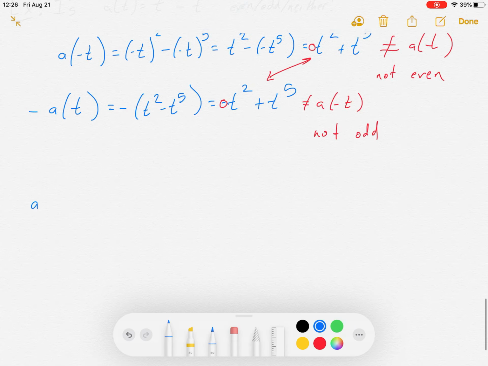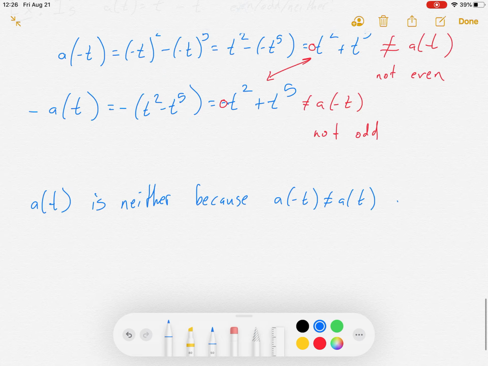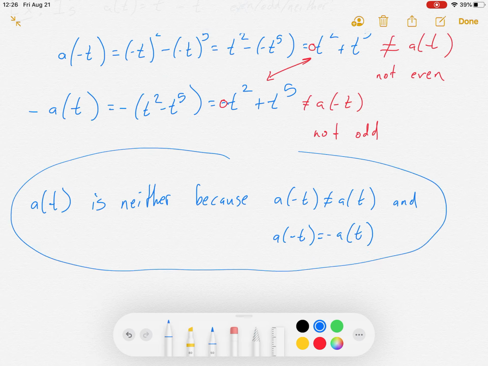So what I would say is a of t is neither, because a of -t does not equal a of t, and a of -t does not equal -a of t. And that would be the final answer.